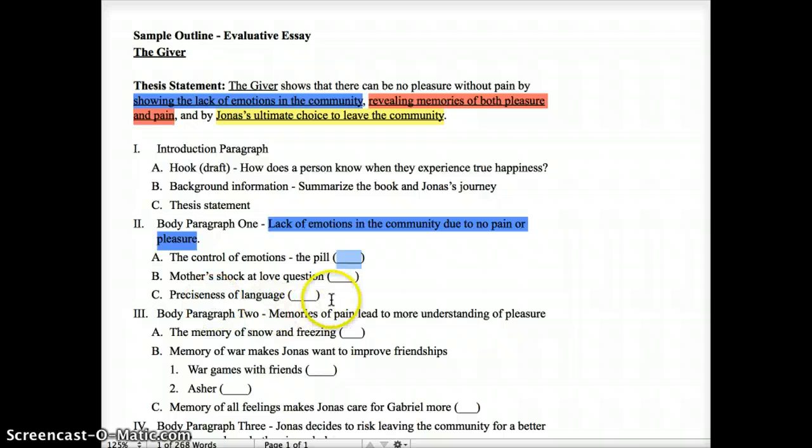And then again, the preciseness of language. Everybody in the community kind of doesn't have emotions and they're just focused on what words mean, not the feeling behind the words. Okay, those are my 3 examples I will use and page numbers.